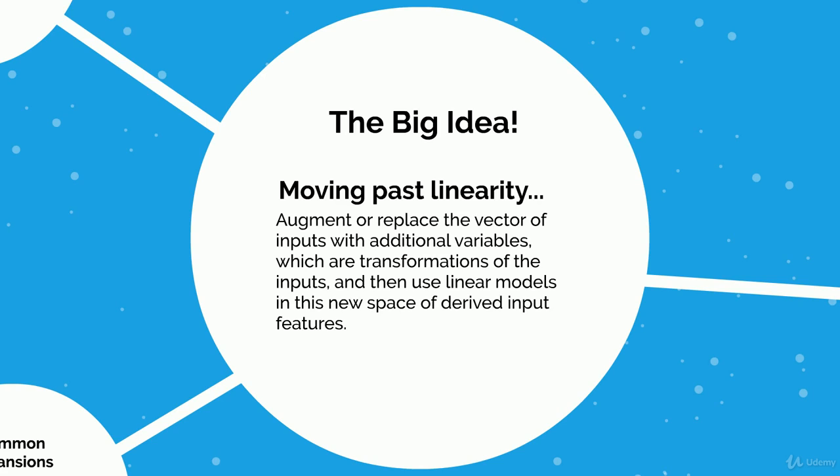So the core idea is to augment or replace the vector of our inputs, x, with additional variables, which are going to be transformations of our inputs, and then we can use linear models in this new space of derived input features. This is actually kind of similar to the kernel methods that we talked about in the previous video when we were talking about support vector machines. However, this is going to allow us to move past that a little bit.